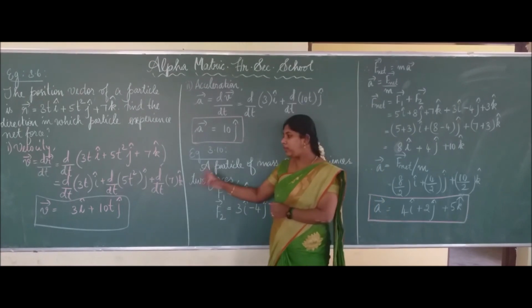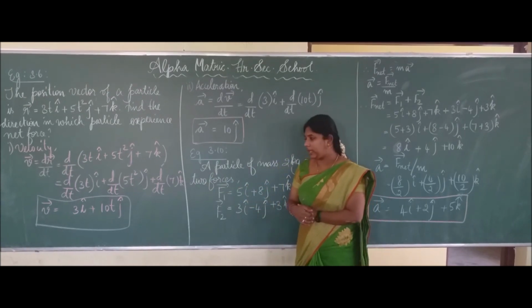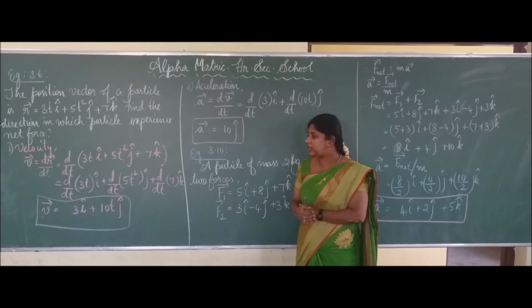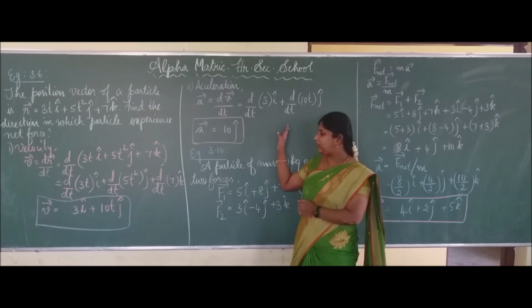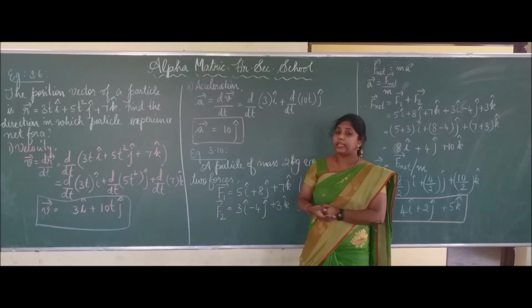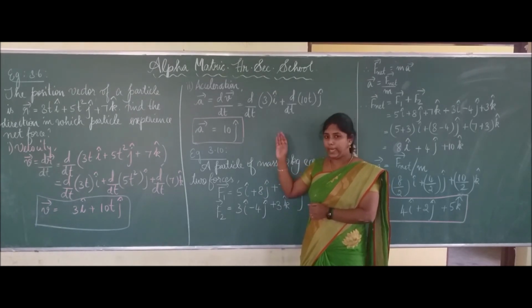Okay. But in the case of velocity, you see here we got the answer 3 i cap plus 10t j cap, right? But there is a constant velocity acting along the positive x direction. But there is no net force acting along the x and z directions. It is acting only in the positive y direction.